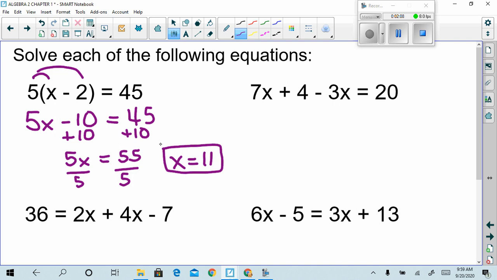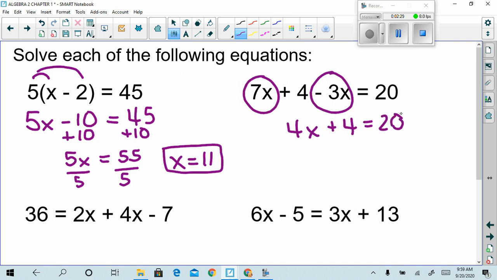In this next problem, I need to simplify on the left. Now there's more than one variable, but they're both on the same side, so we're just going to combine. That's 7x minus 3x, which will give me 4x. 4x minus 4, plus 4 will equal 20. I will now subtract 4 on both sides. After I simplify, I have 4x is equal to 16. And lastly, divide. Solution, x is equal to 4.